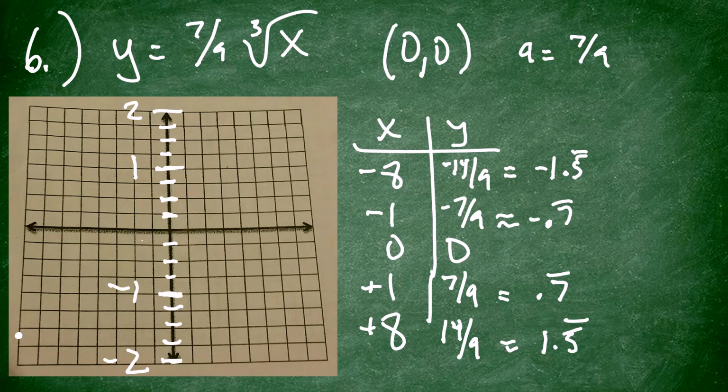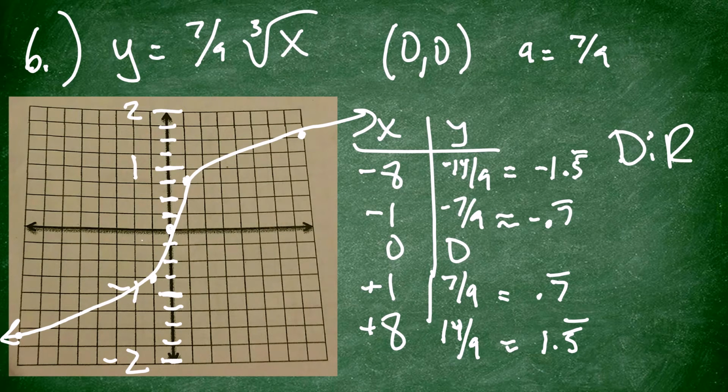Alright, so I go negative 0.7, so I go left 1, I go down to negative 0.7, so there's 0.5, 0.75, it's 0.77, so it's about right there. 0, 0, I go right 1 up to 0.77, I go right 8 up to 1.55, and there is my S shape. It's still an S shape. Mine's a little bit wider because I fit it. Yours might be a lot tighter because you didn't use the same scale I use. Right? That's it. Domain and range, all the real numbers because that's what it is, and that's it for number 6.